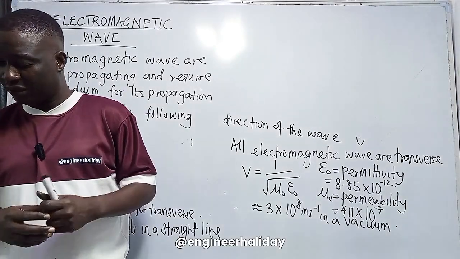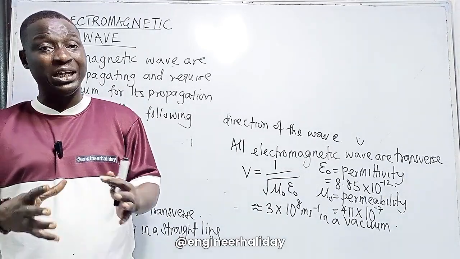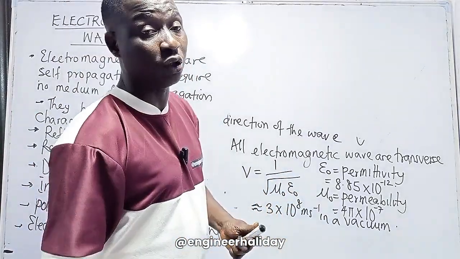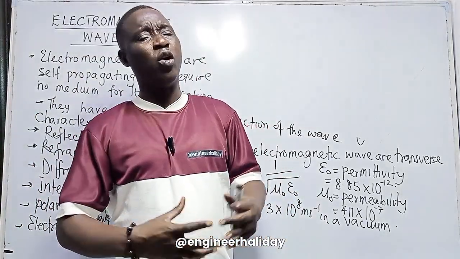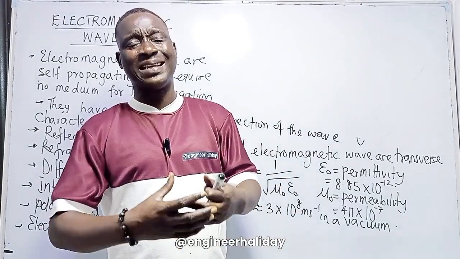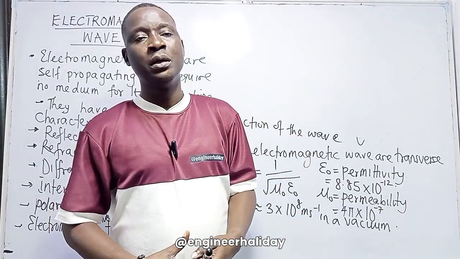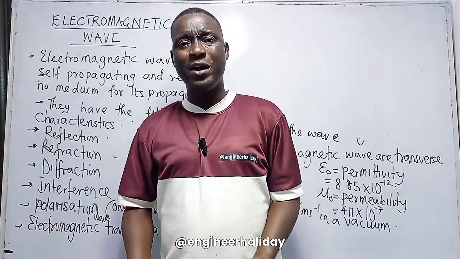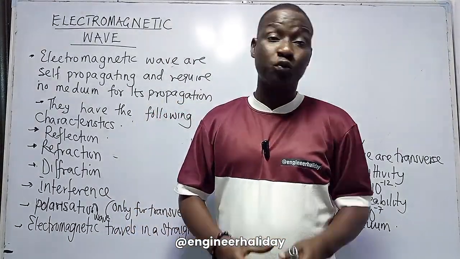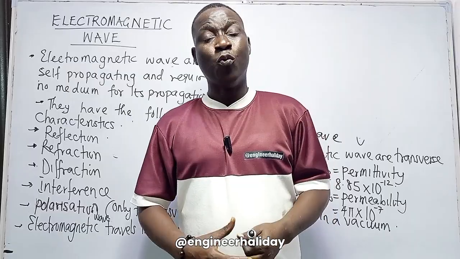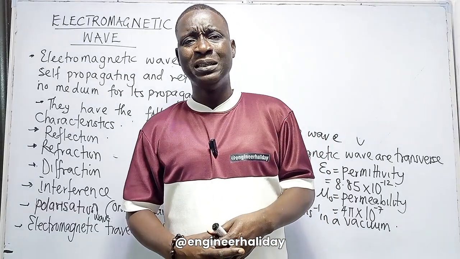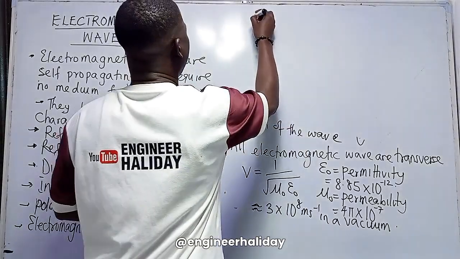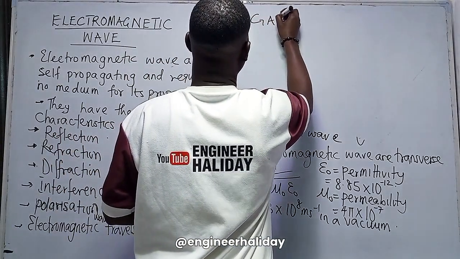We have also declared that electromagnetic waves travel in a straight line, and they also exhibit the characteristics of waves. We also discussed that they can pass through a medium, but they don't require a medium. Don't forget that when we talk about electromagnetic waves, we have different types.